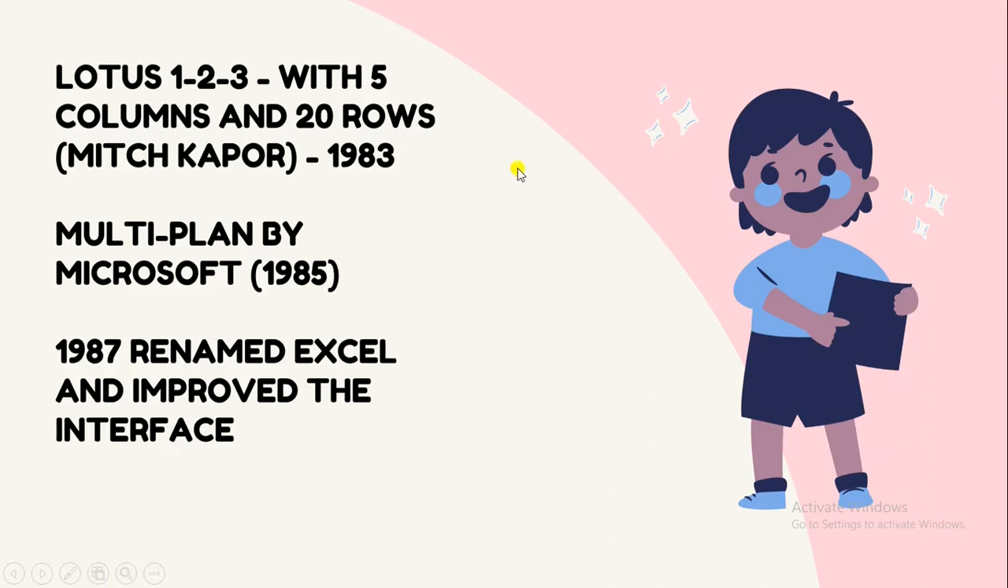That was 1983. And then eventually Microsoft also created their own software for spreadsheets and named it Multiplan. That was 1985. And until then, they enhanced the interface of the software and created another name for it, and they named it Excel. So that's where it started for Microsoft Excel. And basically, it has an improved interface and features as well.